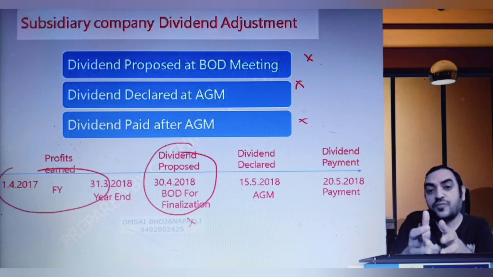So let's write down the three things. Three things can happen. Let's say we are in the financial year 2019-20. What can happen in the question? In the examination question, they give information like this: dividend proposed.